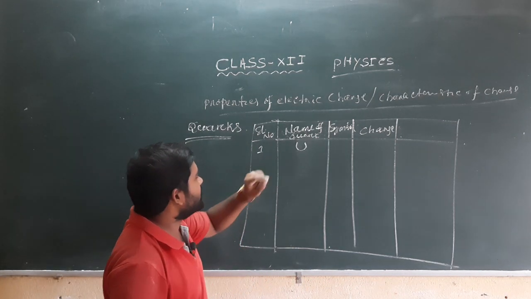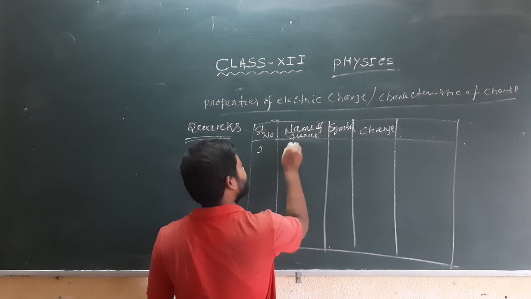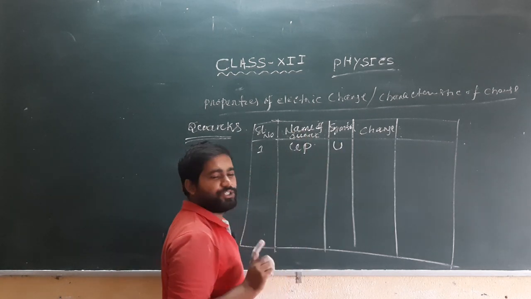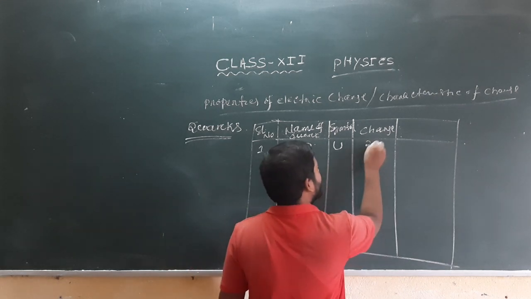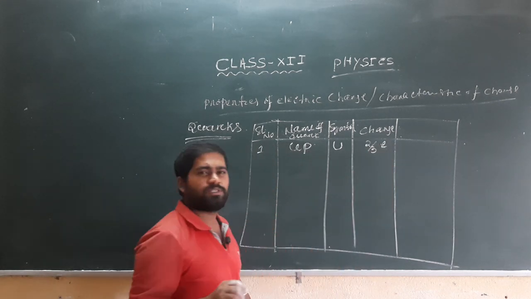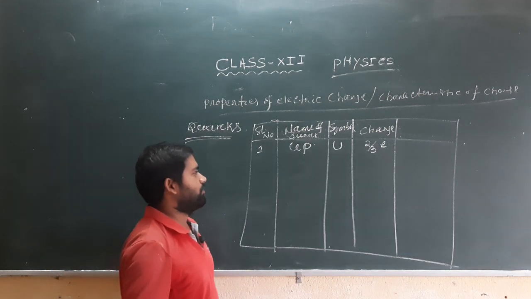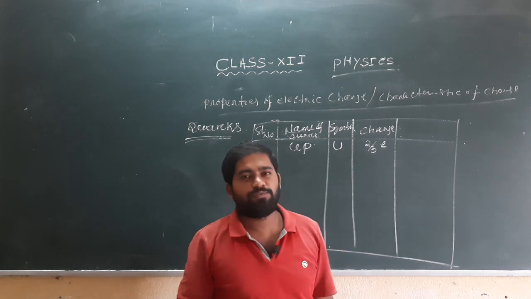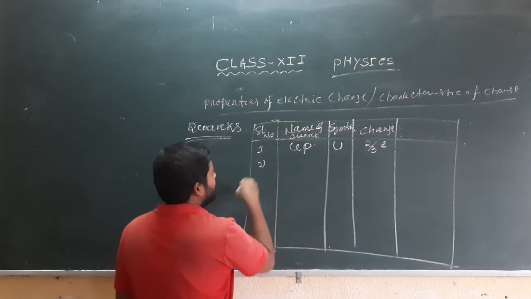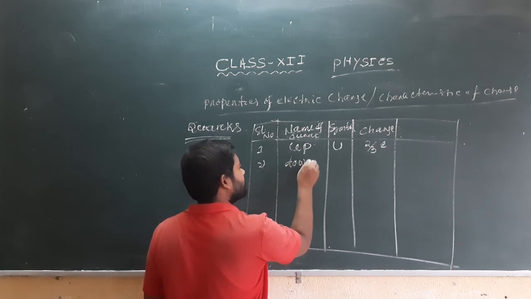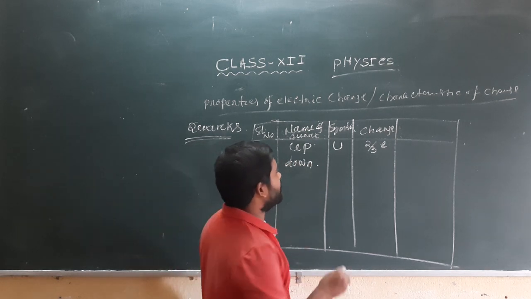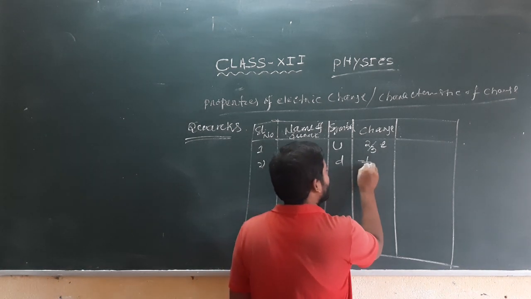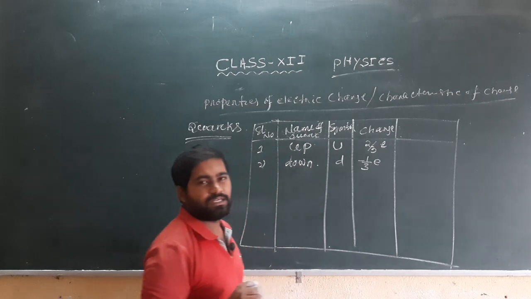Suppose I consider the up quark. The symbol of the up quark is U, and the charge of the up quark is 2 by 3 times the charge of an electron or proton. So the up quark is generally positive, that is 2 by 3 the charge of one proton. Second is the down quark, symbolized by small d, and the charge of one down quark will be minus 1 by 3 e.